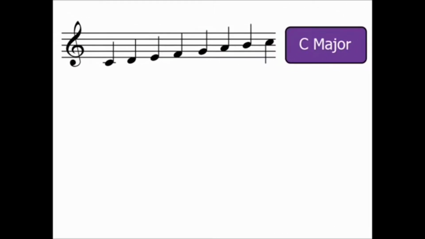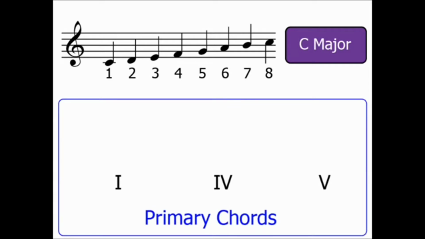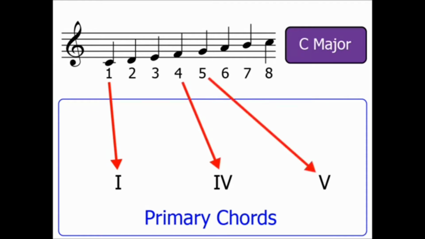For C major, a very simple key as there are no sharps or flats in the scale. Here's a C major scale, and I'm going to number each note of the scale to help us work out the chords. The primary chords, as we already know, are chords 1, 4, and 5. We use note number 1 as the basis for chord 1, note number 4 as the basis for chord 4, and note number 5 as the basis for chord 5.